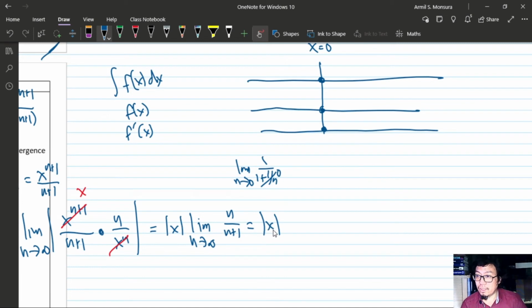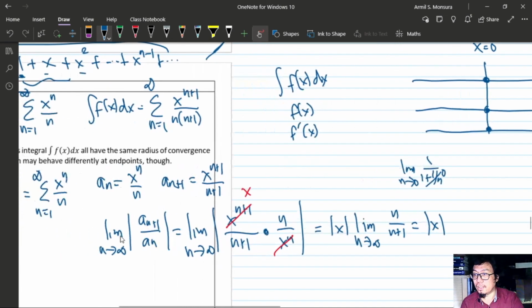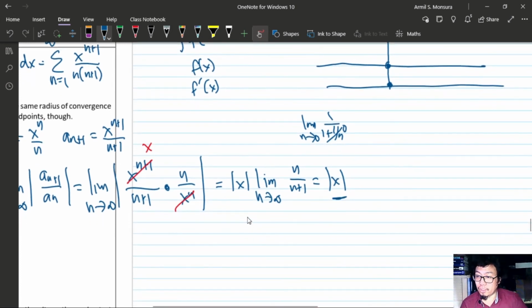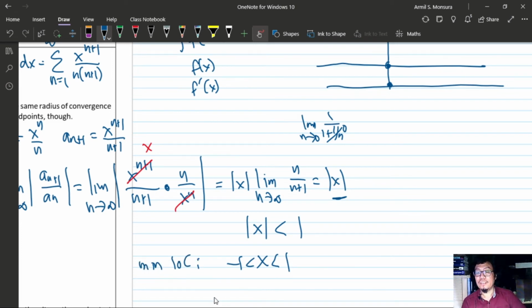So therefore, by the ratio test, your ratio is finite. It's a finite number, and let's put in some condition for x so that your series becomes convergent. That condition is when the absolute value of x is less than 1. Therefore your series would converge within -1 and +1 as the minimum interval of convergence. That's for f of x.